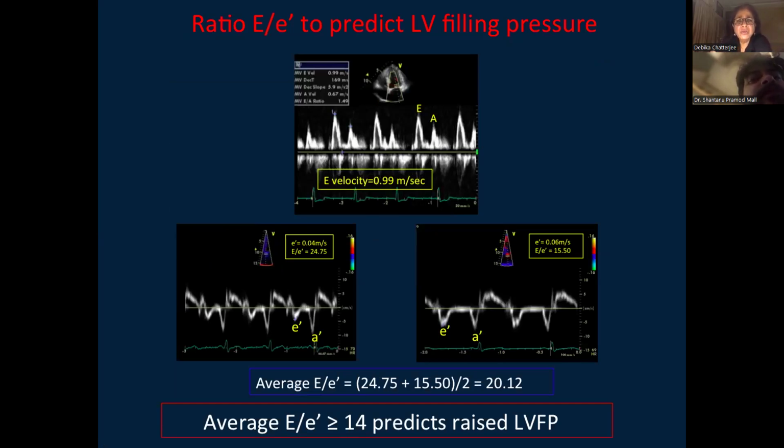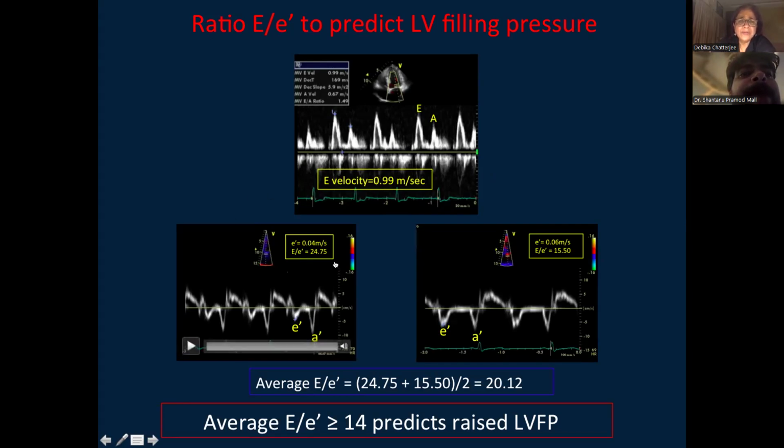Now, when I talk about tissue Doppler imaging, I have to mention a ratio which is very important to predict the LV filling pressure. The ratio of E by E prime. The E wave velocity is from the mitral Doppler and the E prime from the mitral annular velocity. So we take the ratio once in the septal annulus and then again on the lateral annulus. So that ratio is called E by E prime ratio.